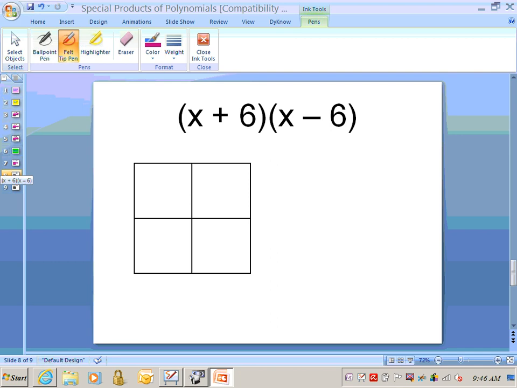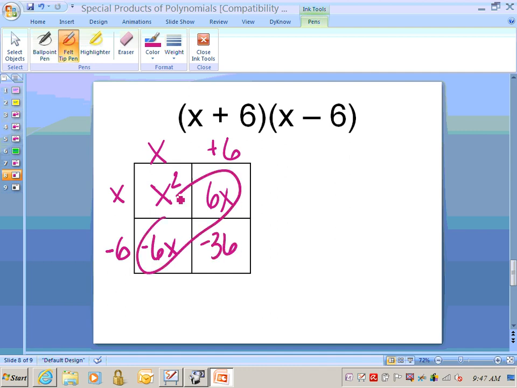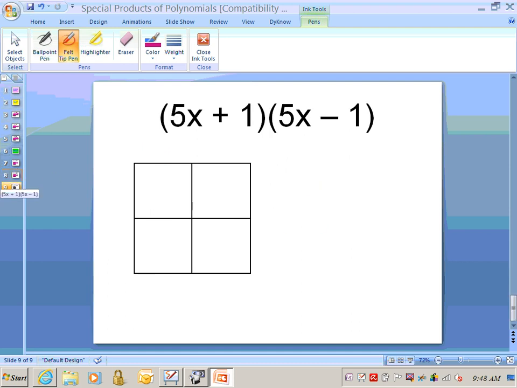Next problem. Copy it down, work it out. Okay, what goes in this box? This one? This one? And this one? When I combine them, my final answer is? Good. And then the last one I want you to try is this one.